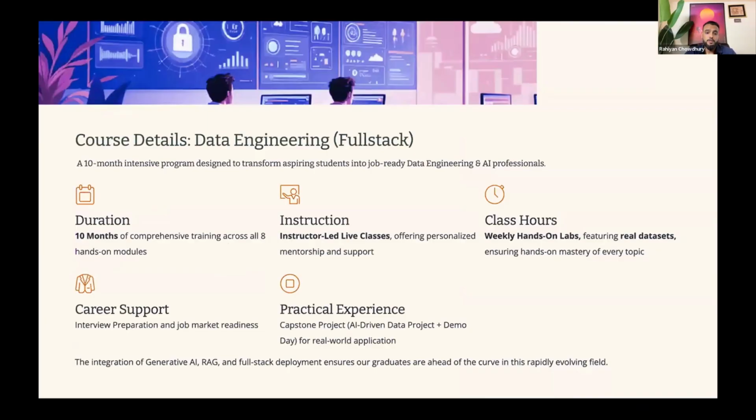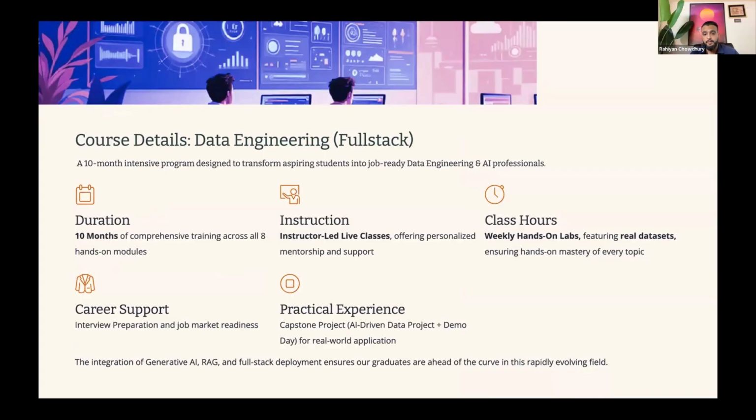Moving forward, course details, right? So I explained a little bit about how things work. So this is about data engineering, full stack. You're going to get a 10-month intensive program basically designed to make sure you're job ready for a role in the data engineering field. So like I mentioned, you're going to have a 10-month duration course.